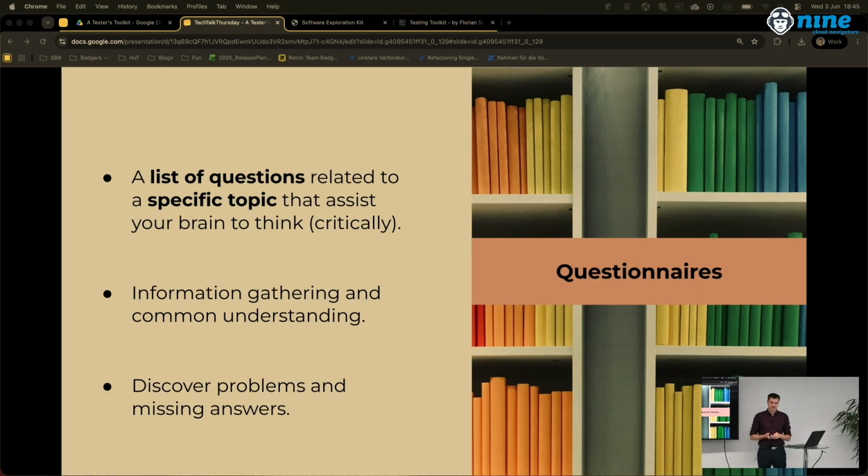And this questionnaire can help you to discover problems or to know what you assume, and what you don't know, what information is missing. And then you can look for that and figure it out, make an analysis, maybe ask someone who knows it, and so on.